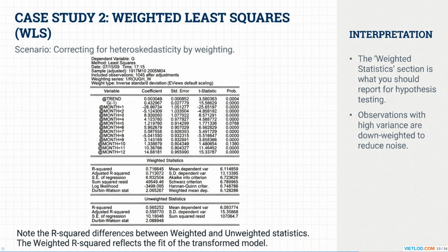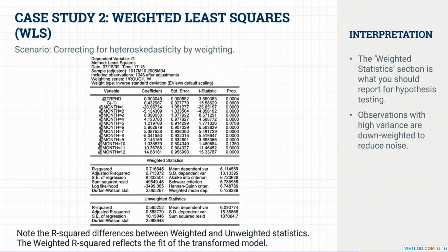Next, let's see a case study where the error term itself is the problem and how we can fix it with weighted least squares. Here, we delve into a scenario where we're addressing heteroskedasticity using weighted least squares, or WLS. The core idea is to correct for non-constant variance by assigning less weight to observations that are noisier or have higher variance. This approach makes the coefficient estimates themselves more efficient and precise.